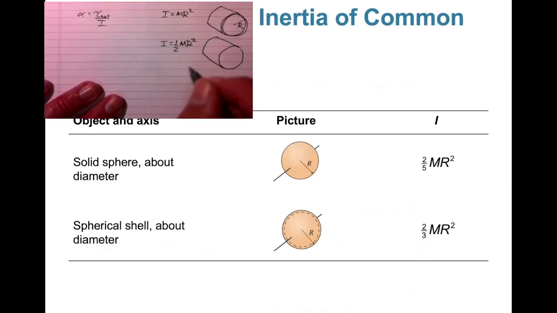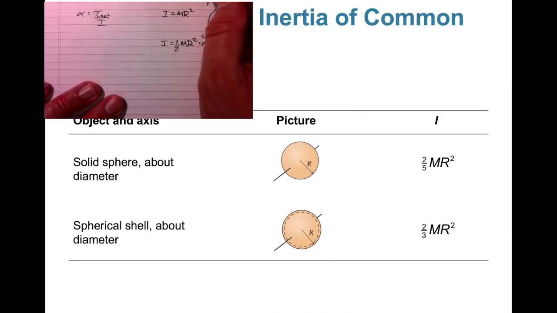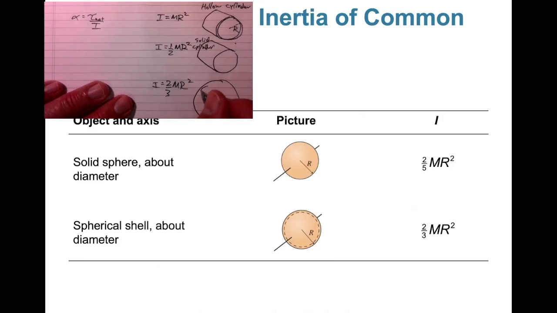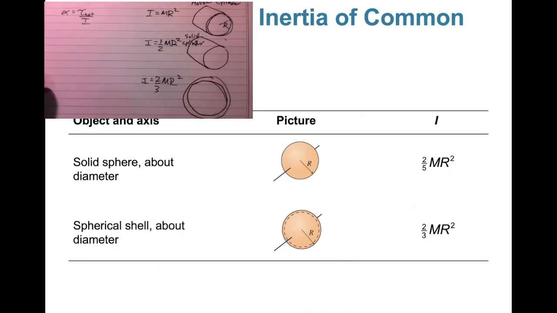We've got this is a solid cylinder, and this is a hollow cylinder. And then for a hollow sphere, it's going to be 2/3 mr squared. So here's my sphere, and this is just like a shell, basically. It's like a pickleball, kind of, or maybe even a tennis ball. Most sports balls are hollow spheres.